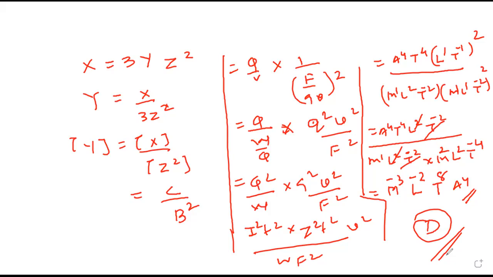Done, sir. Okay. A quantity capital X is given by m e raised to 4 upon 8 epsilon naught square c into h cube, where m is mass, e is charge of electron, c is velocity, epsilon naught is permittivity of space. What is the dimensional formula for X? Dimension of X is the same as what?